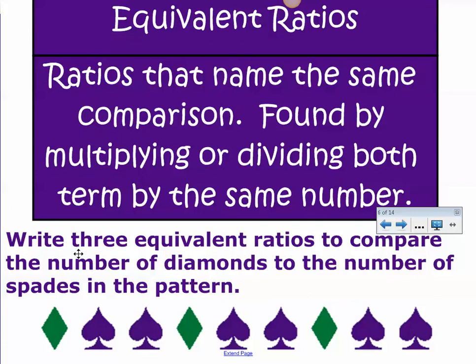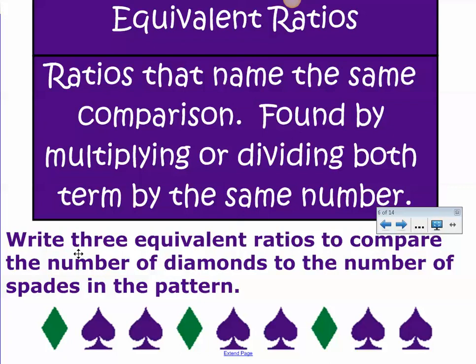Okay, we need to talk about equivalent ratios before we end this video. Equivalent ratios are going to be ratios that name the same comparison. They're found by multiplying or dividing both terms by the same number. This is exactly identical to equivalent fractions. So what we're going to do is, on your paper, you notice you have some diamonds and some spades. Yours just aren't in color. I'm sorry. I can't print in color, so I have it prettier on my smartboard.